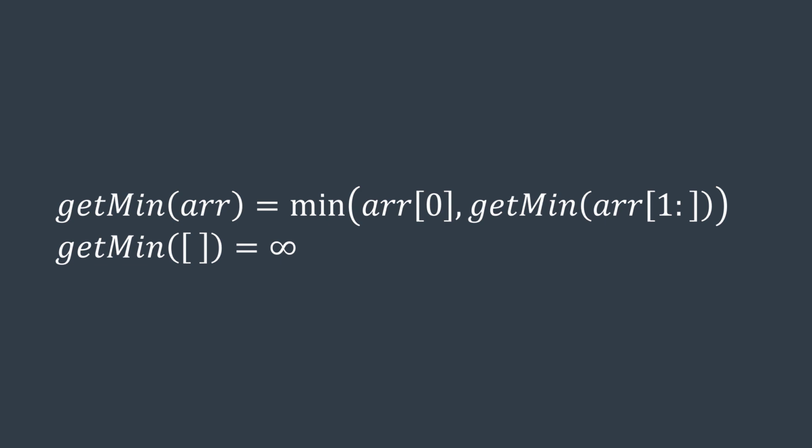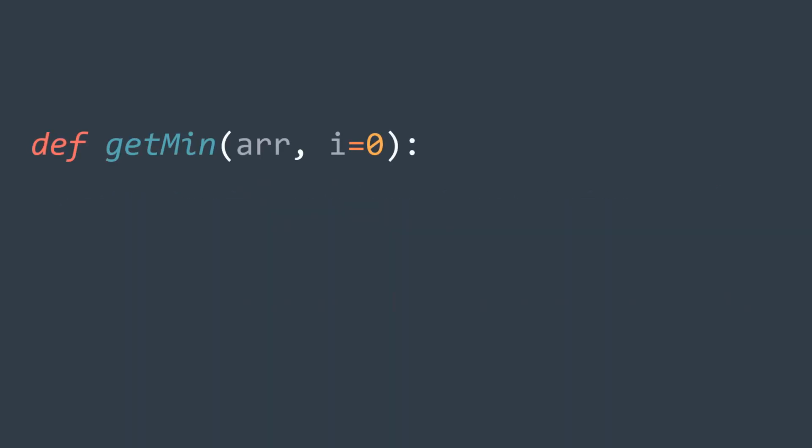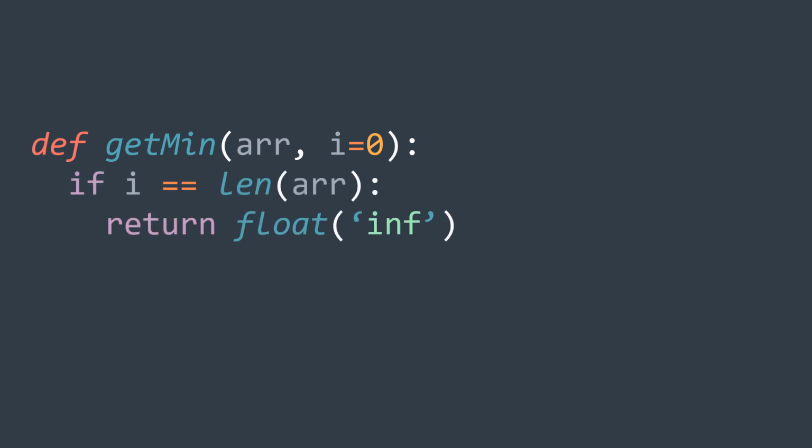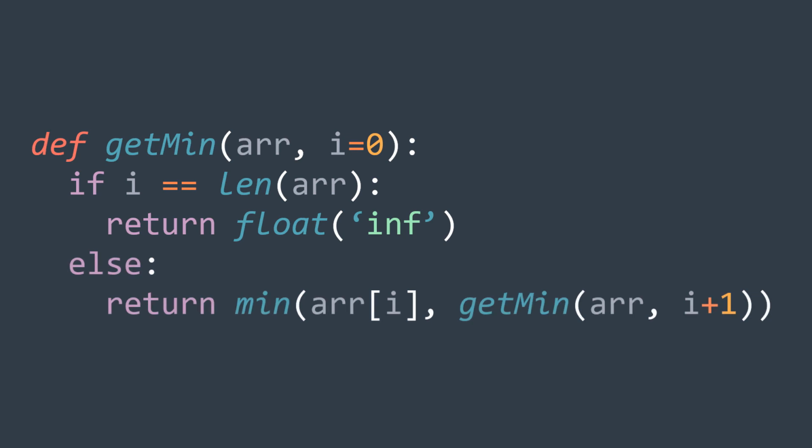We can implement this method by slicing the array again and again, but we've said that it's better to use an index i instead of always slicing. So we have an index i that starts at 0, and if i is equal to the array's length, then we have no more remaining elements, so we return infinity. Else, we return the minimum between the actual element R of i and the minimum of this array when we start from i plus 1.